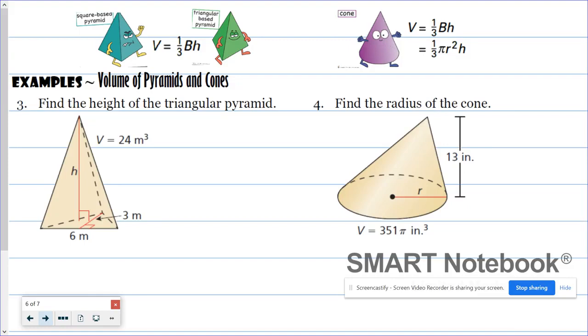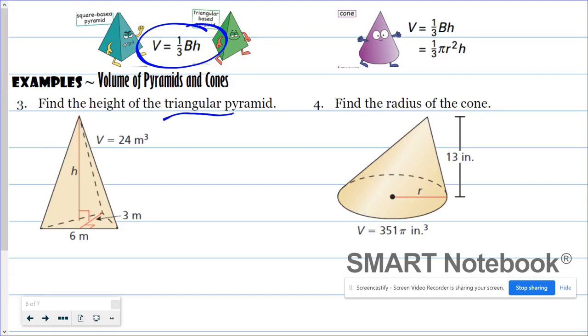In these two problems here, there is a dimension missing. I actually know the volume of the pyramid, I know the volume of the cone, but there's something that I don't know. And in number 3, it's the height of the triangular pyramid. Okay. So I'm working with the pyramid. I know I can go volume is 1/3 area of the base times height. I don't know the height. Right? That's what I want to find, which means that I must know the area of the base.